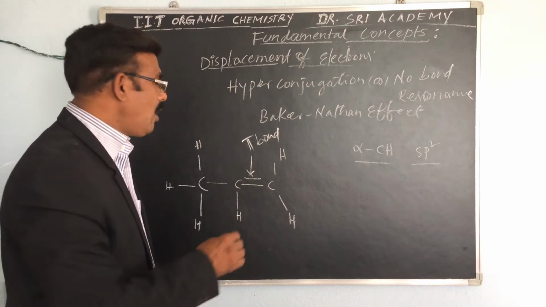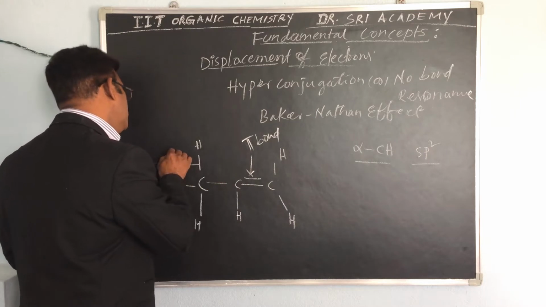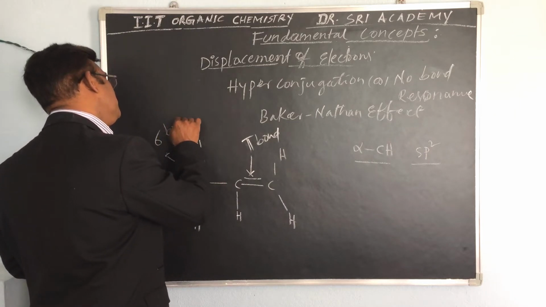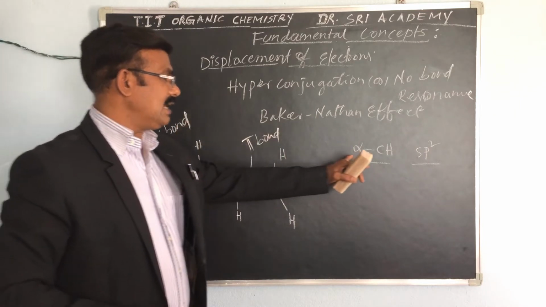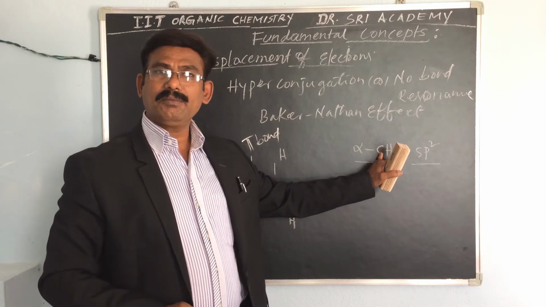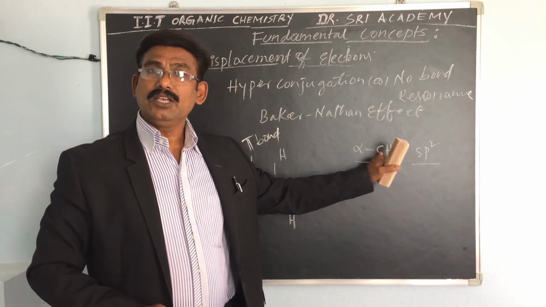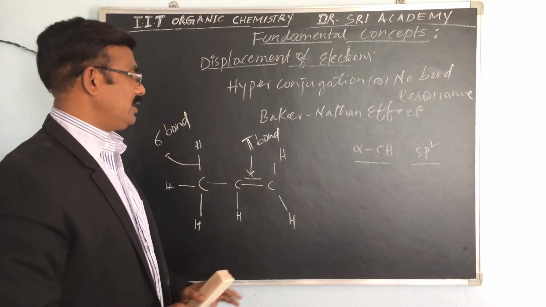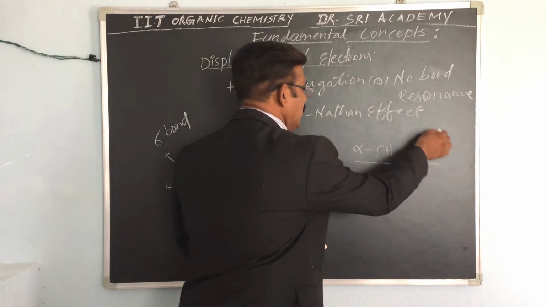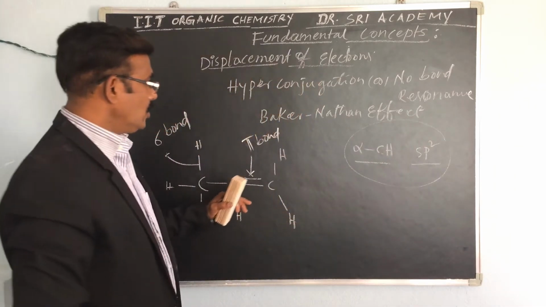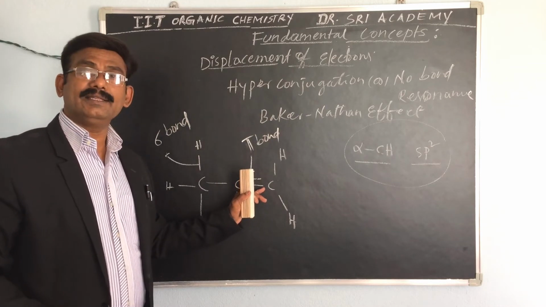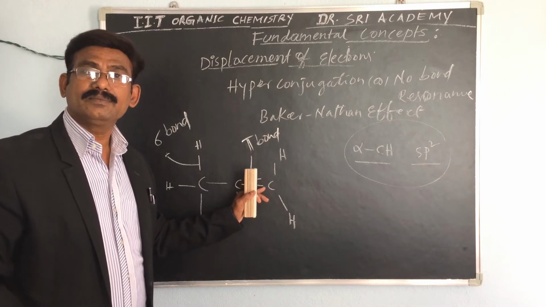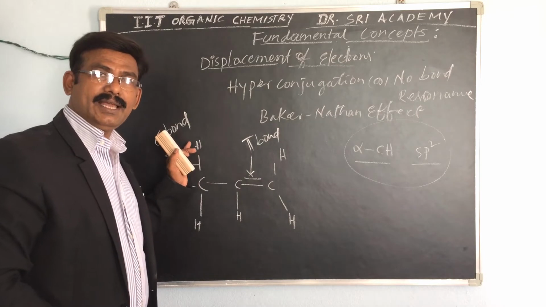So which one is the sigma bond? This is called the sigma bond. So sigma C-H, alpha carbon. Okay, so the pi bond is there, the sigma bond is there. Then this is the rule, it must be present. So one pi bond is there, that is the sp2 carbon atom, and the sigma bond is there.